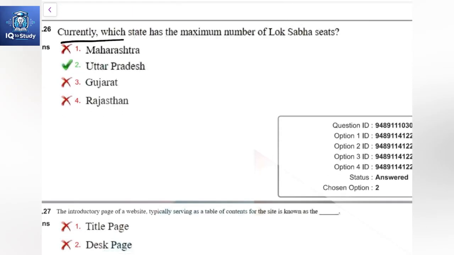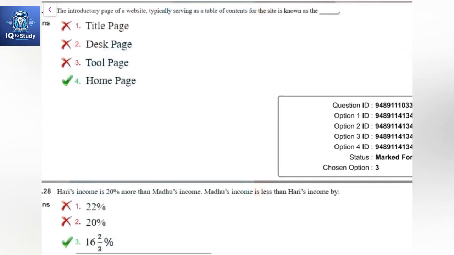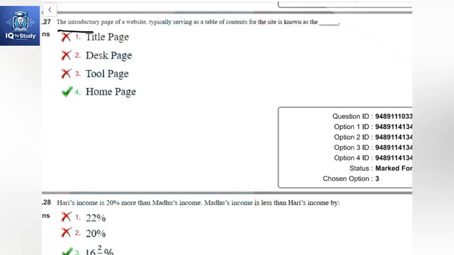Currently, which state has maximum number of Lok Sabha seats? UP, Uttar Pradesh. The introductory page of a website, typically serving as a table of contents for the site, is known as home page. It is the starting point of the website.